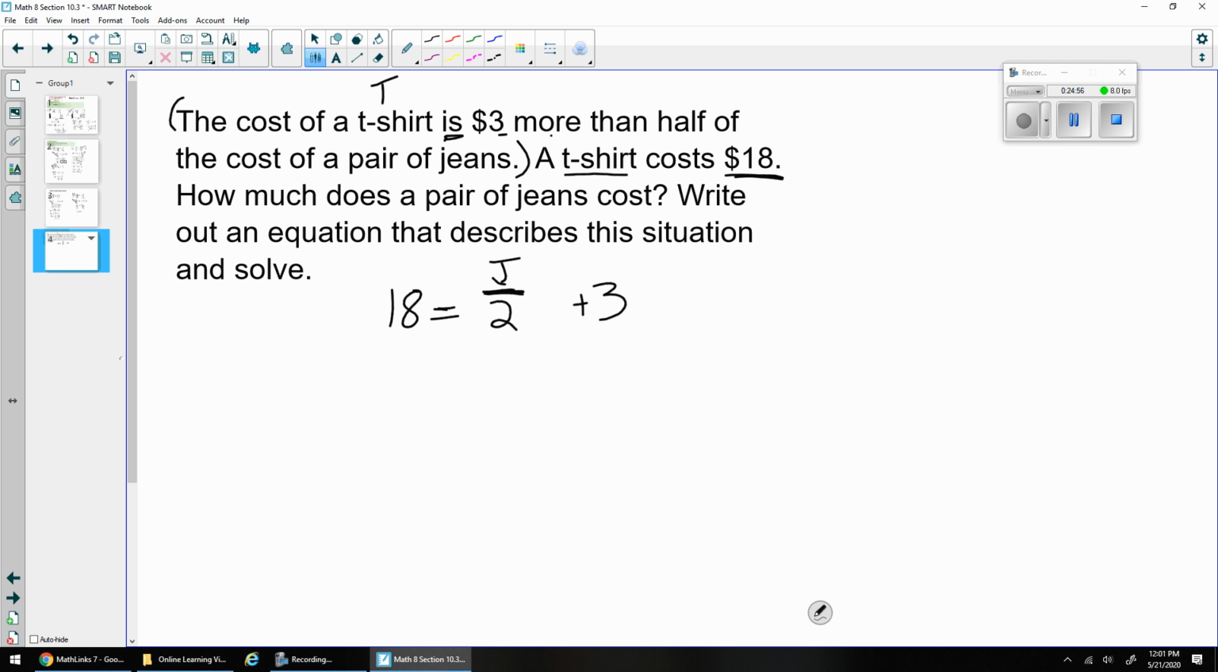Sounds reasonable. Let's look at my situation here. I said a t-shirt was $18. We said that was $3 more than half the cost of a pair of jeans. Well, half the cost of a pair of jeans, if it's $30, would be $15. $3 more than that is $18. So it sounds like my situation works out.